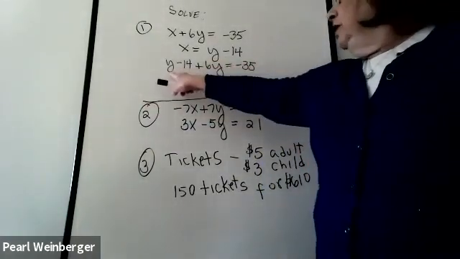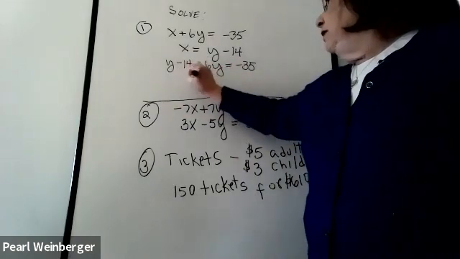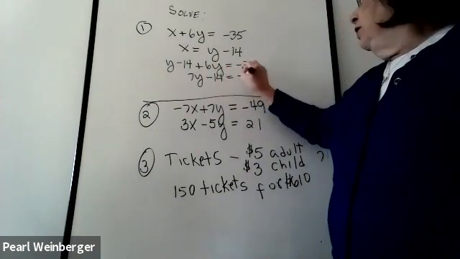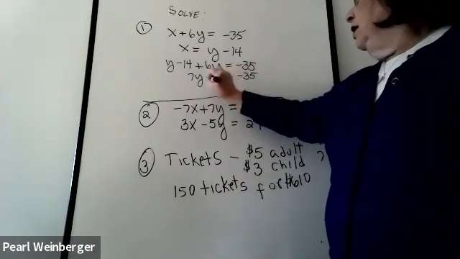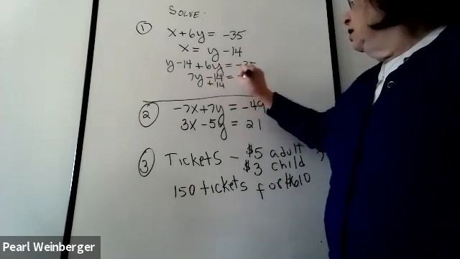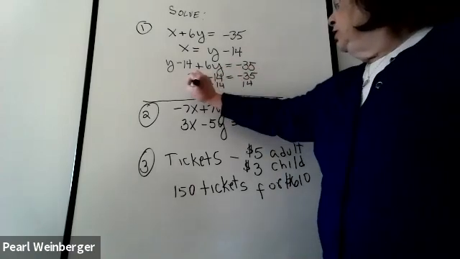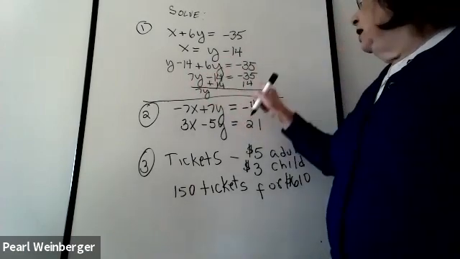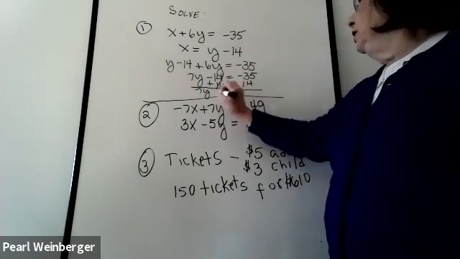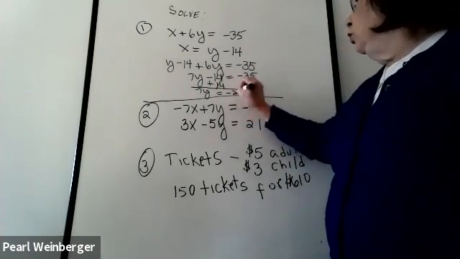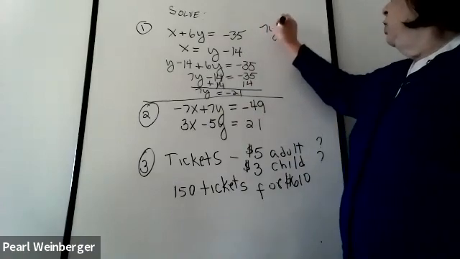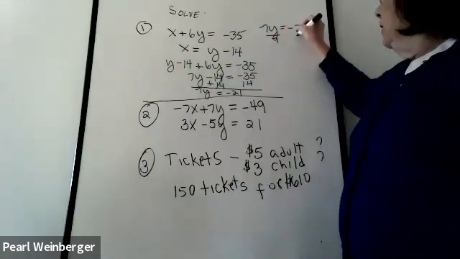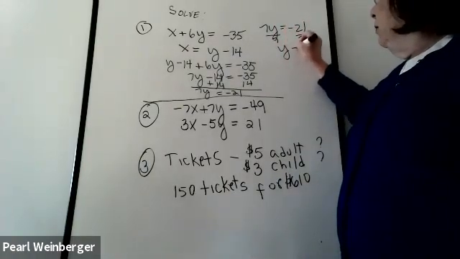Combine the like terms over here: y and 6y gives me 7y minus 14 equals negative 35. And I'll add 14 to both sides, which will give me 7y. Here the 14s cancel out, and negative 35 plus 14 is negative 21. Since we have 7y equals negative 21, if I divide both sides by 7, I'll get y equal to negative 3.